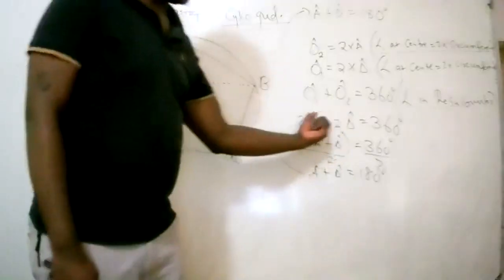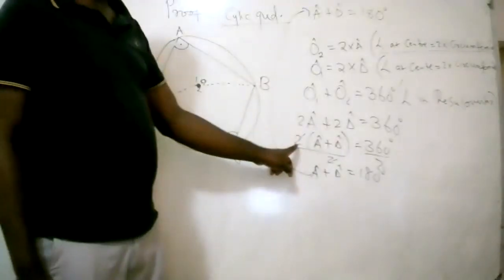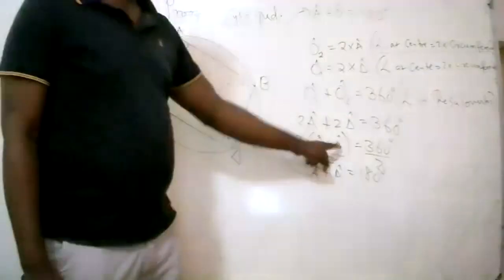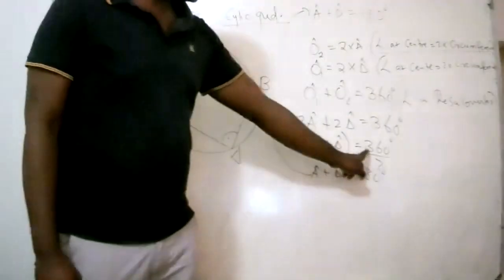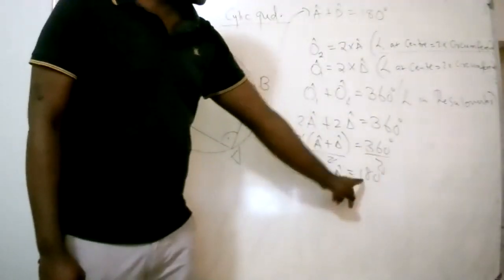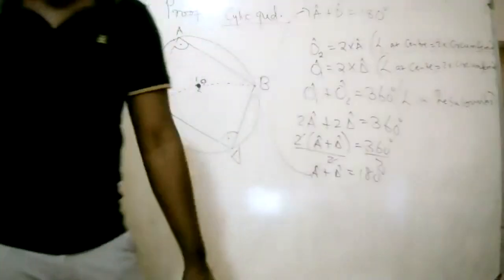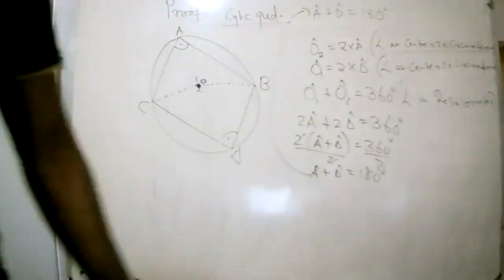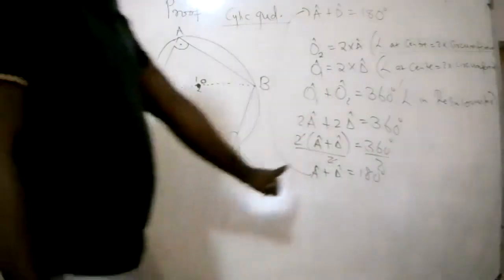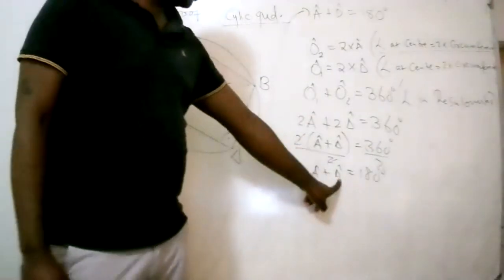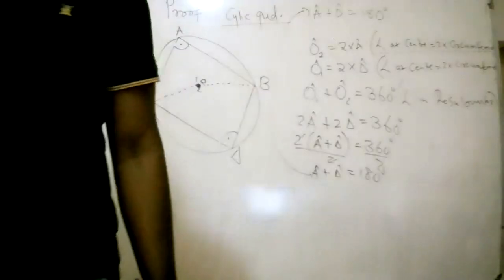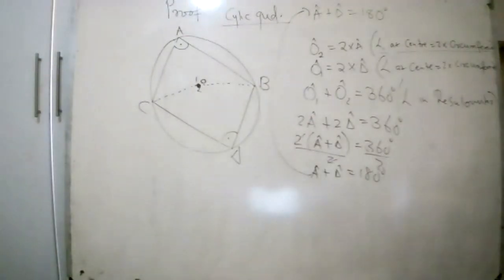Then from there, we factor out the 2. And when we factor out the 2, you will obtain that. And then you divide both sides by 2. 360 divided by 2 is 180. And that is what we wanted to get with regard to these questions. So angle A, when you add it with angle D, it must be equal to 180 degrees. Is that theorem clear to all of us?